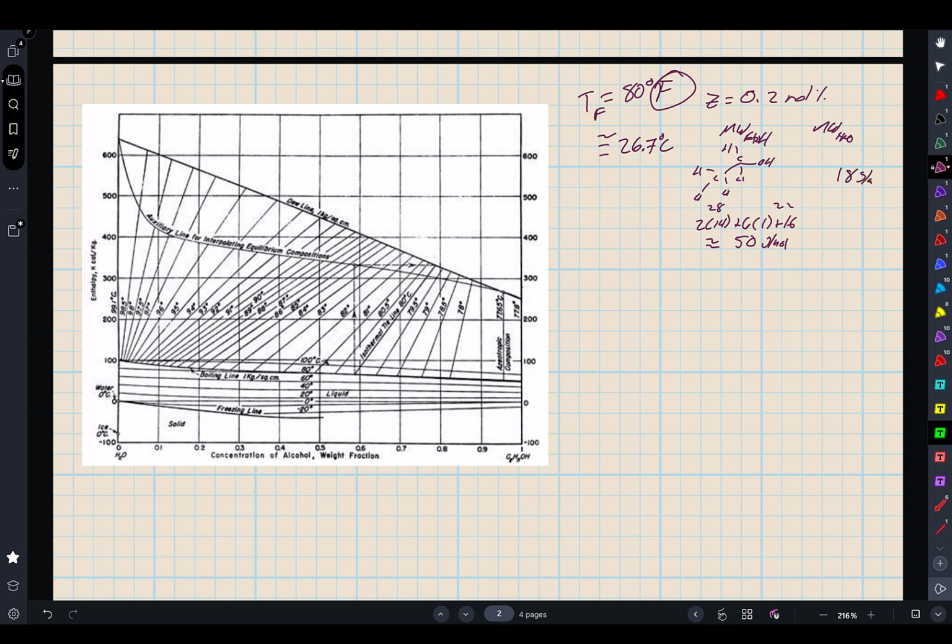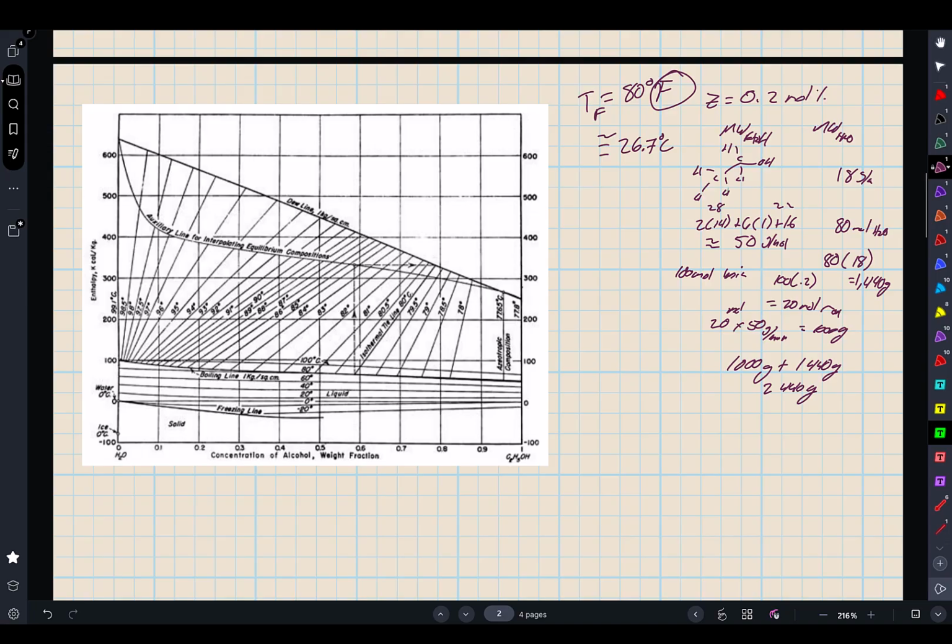So if we assume a 100 mole basis, we take 100 times our 0.2, which gives us 20 moles of ethanol. If we have 20 moles of ethanol, we then know that we have 80 moles of water. Taking 80 moles times 18, we get 1,440 grams. So our total mass of this solution is 1,000 grams plus 1,440 grams, from ethanol and from water, which is equal to 2,440 grams.